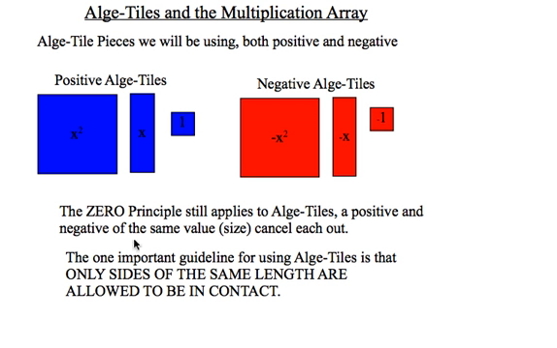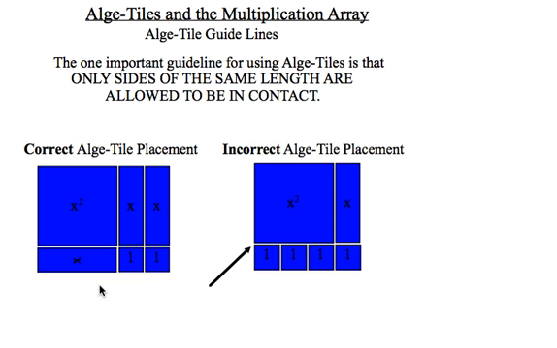Alge-tiles. Positive alge-tiles are represented with blue. Negative alge-tiles are represented with red. To have alge-tiles adjacent to each other, they need to have the same length shared between them. You can see that here, that the x and the x squared term, because they have the same shared length, can be put next to each other. And the ones, because they do not have the same length as the x squared, cannot be put here, but they could be put next to another piece.